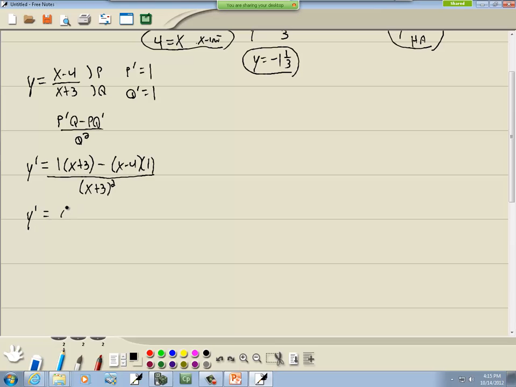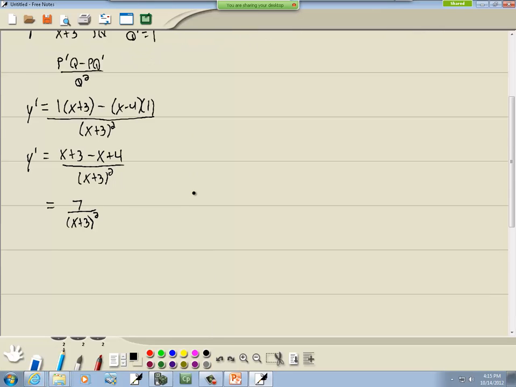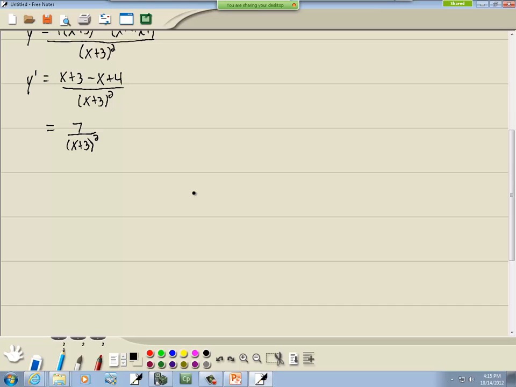Well, 1 times anything just becomes the x plus 3. A negative out in front flips the sign of everything inside. So this becomes a negative x plus 4 over x plus 3 squared. Well, x minus x drops away. 3 plus 4 is 7 over x plus 3 squared. Okay, so that's our derivative.